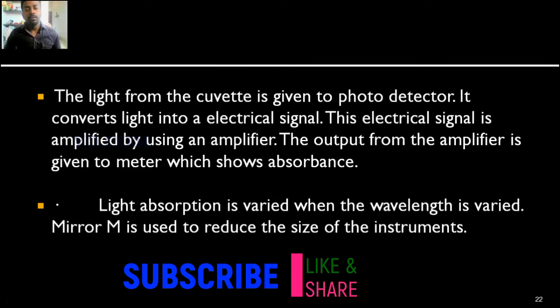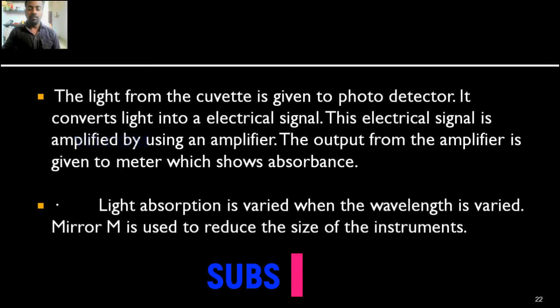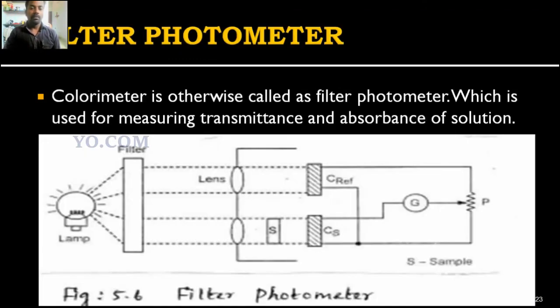The light from the cavity is given to the photodetector. It converts the light into an electrical signal. The electrical signal is amplified by the amplifier, and the output of the amplifier is given to the meter, which shows the absorption. The light absorption varies when the wavelength is varied. The mirror M is used to reduce the size of the instrument. If we do not use the mirror, the length of the instrument is very high. So this is a spectrophotometer.